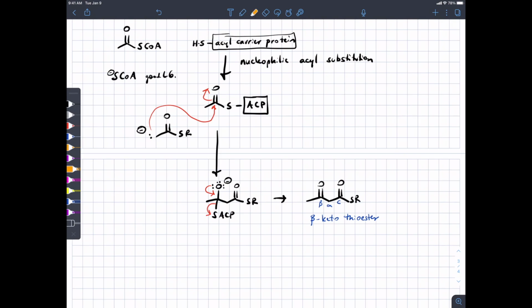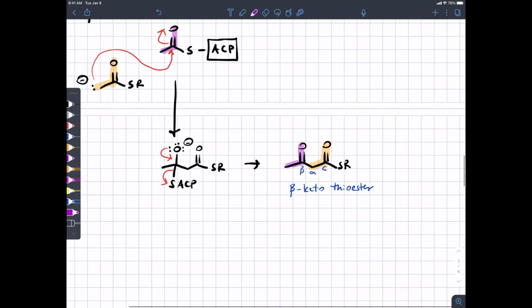Notice, as before, here was our enolate nucleophile, here was our electrophile. The enolate nucleophile ends up here. The electrophile ends up, oops, I wanted purple. The electrophile ends up here. And notice we've linked two carbons together.